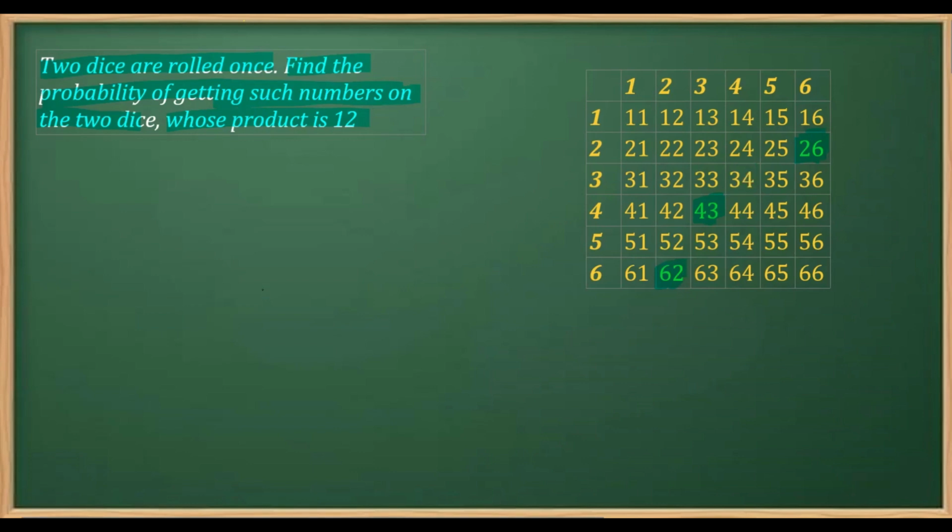So the required probability: how many of them are there? 4, right? So the probability will be 4 out of 36. That comes out to be 1 over 9. Yeah, 4 into 9 is 36.